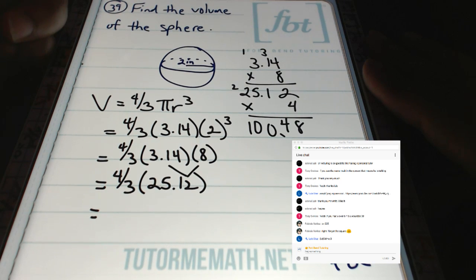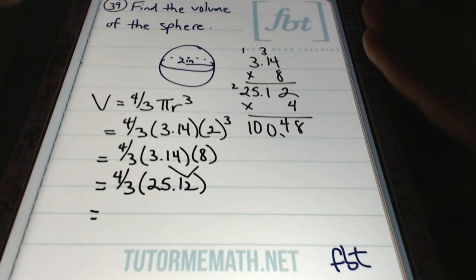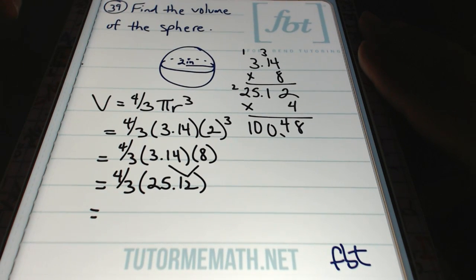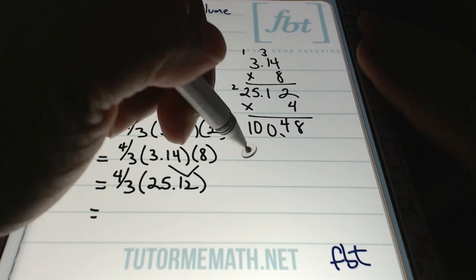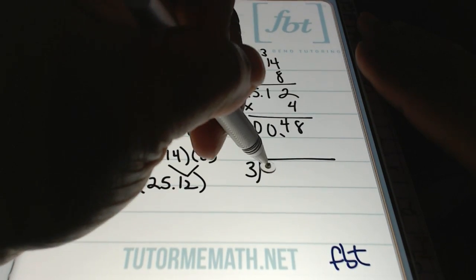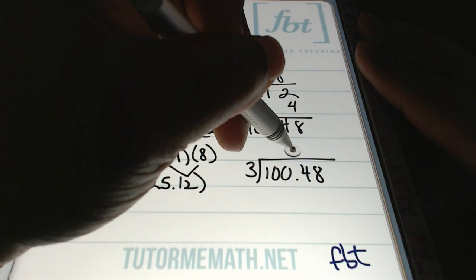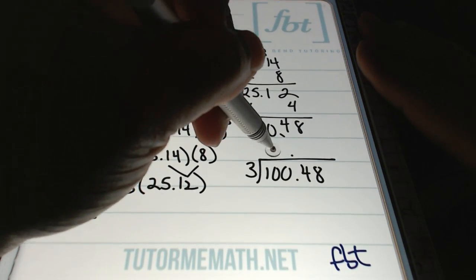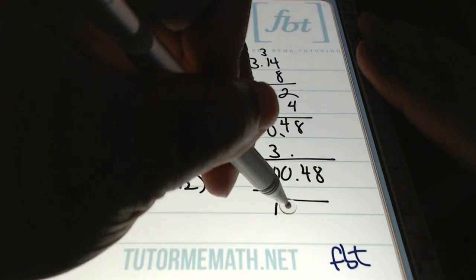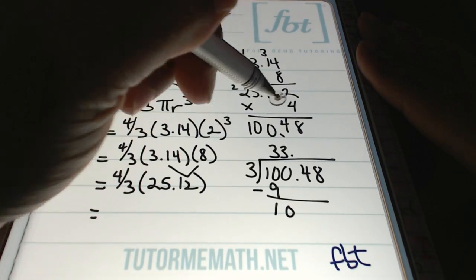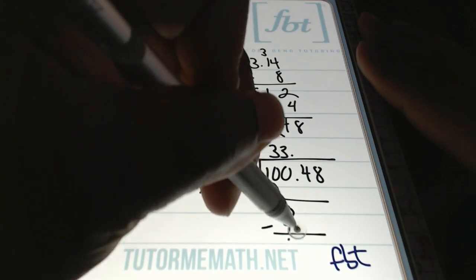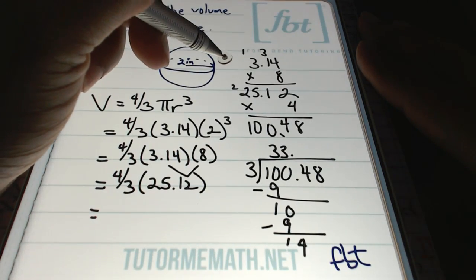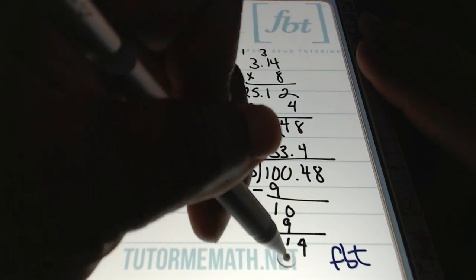And so finally, we need to divide this value by 3 to get our result. Let's say that we'll be rounding to the nearest hundredths place. You'll have 3 going into 100.48. So we'll have 3 going into 10 3 times. That gives me 9. Subtract, bring down the 1 and a 0. 3 goes into 10 3 times. That'll be 9. Subtract, bring down the 4. 3 goes into 14 4 times. That'll be a 12. Subtract, bring down the 8.